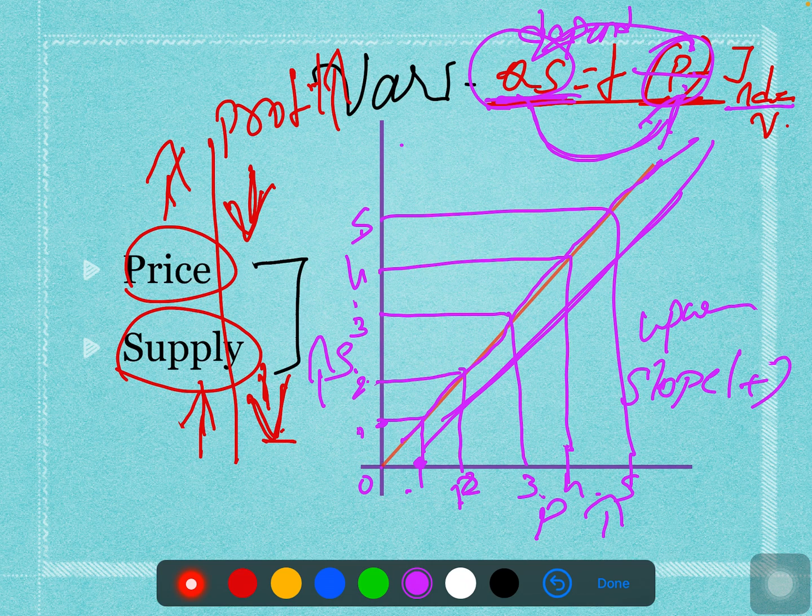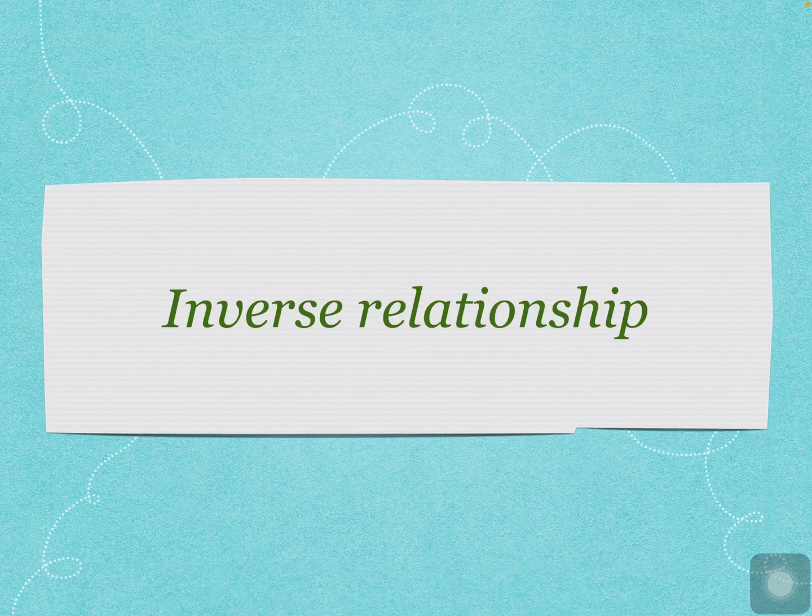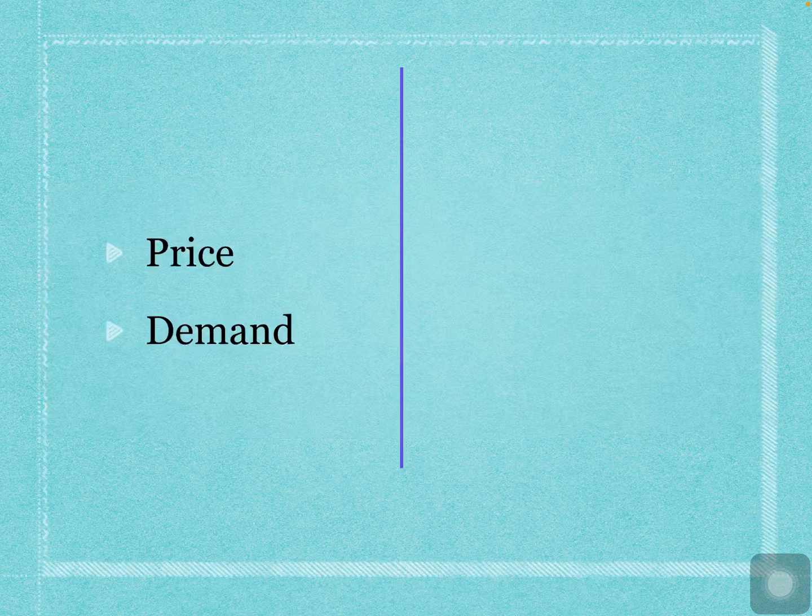On the other side, you have the inverse relationship. What is the meaning of inverse relationship? The inverse relationship is nothing but the relationship between, again, I have taken an example of two variables here.